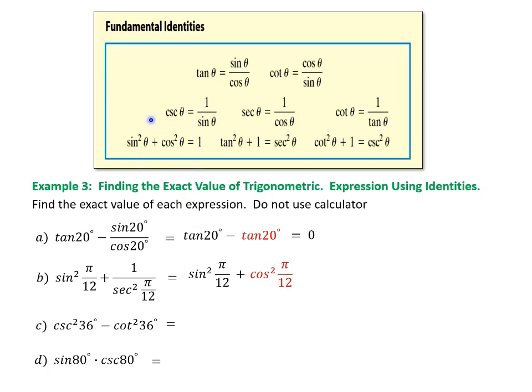Since this identity is true for any angle, the angle here, the theta, is pi over 12. So that is equivalent to 1.